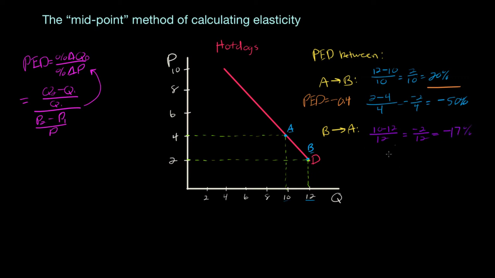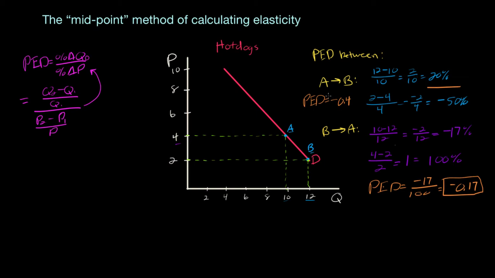Let's calculate the percent change in price. Our new price is $4 now. We go from point B to A, so we have a new price of 4. P2 is 4, minus P1 is 2, and divide that by P1, which is 2. That's going to give us 4 minus 2 over 2 is 1, or 100%. Let's calculate our price elasticity of demand when the price goes from $2 to $4. So the PED, when we go up in price, equals negative 17 over 100, which is negative 0.17.